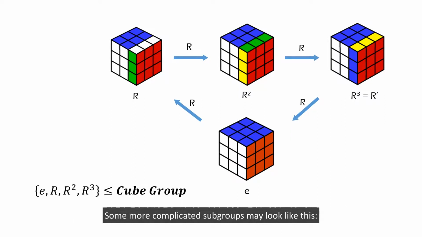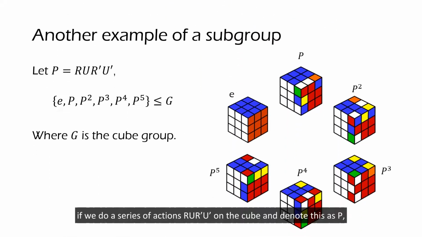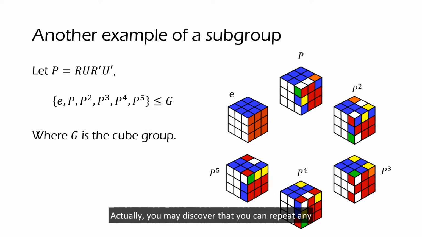Some more complicated subgroups may look like this. If we do a series of actions R U R prime U prime on a cube and denote this as P, then by doing P for 6 times, we also come back to the identity. Actually, you may discover that you can repeat any sequences of actions on a cube for many times, and finally it will come back to the identity, and by doing this you get a subgroup.